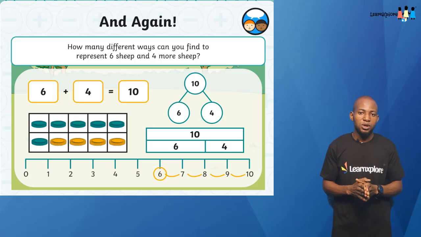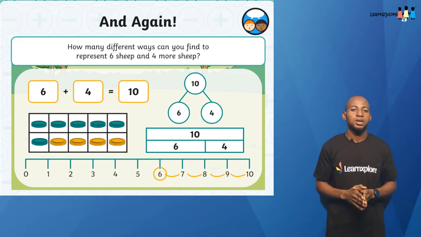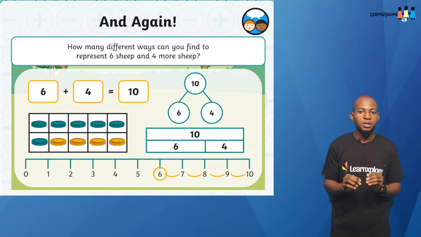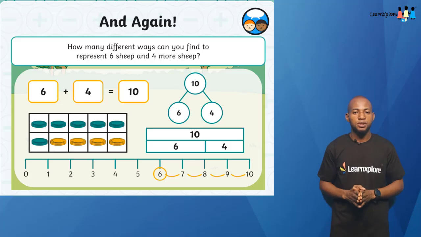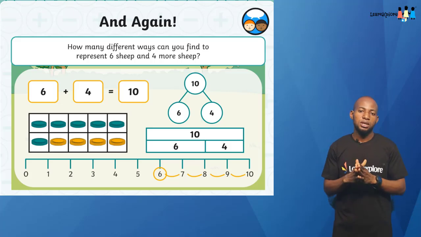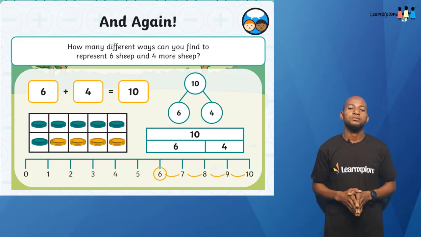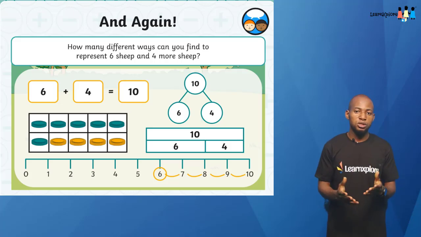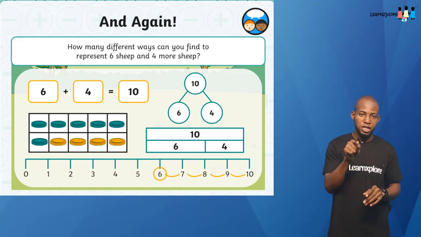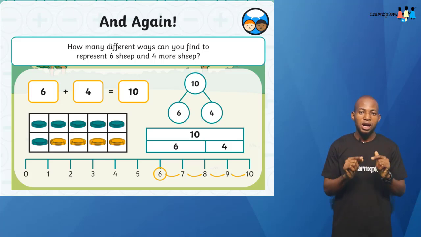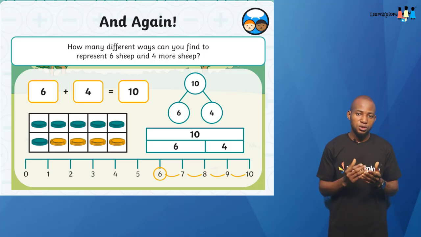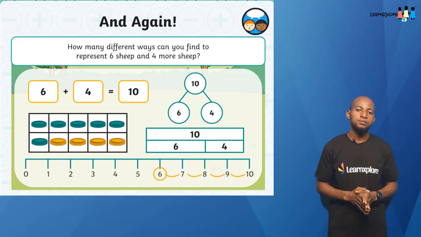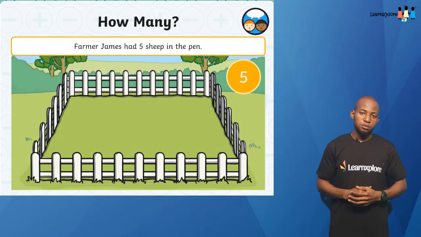This is the same on number line. 6 stands for the sheep he had in the pen. Counting on, we have 7, 8, 9, 10. For the part to whole model, 10 is the whole. 6 and 4 are the parts. The same thing goes for this representation. Let's solve some problems together.